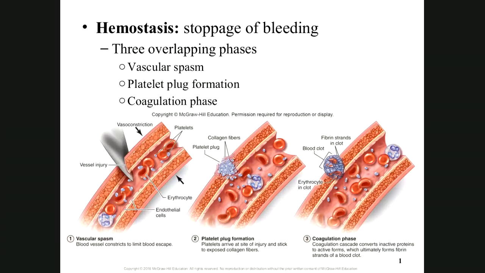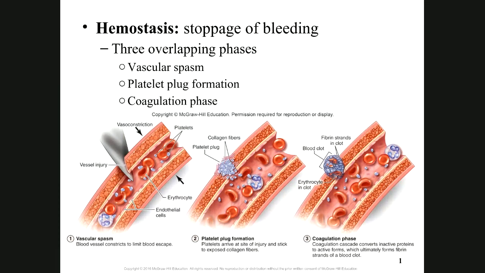Okay, the last part of our review, I'm just going to briefly go over hemostasis, which is the stoppage of bleeding. There are three main steps that occur in hemostasis. The first is a vascular spasm, which is an immediate response from the body, which causes immediate vasoconstriction. It's usually in response to an injury. And then we have platelet plug formation right here. And then we have our coagulation phase, which involves the coagulation cascade.